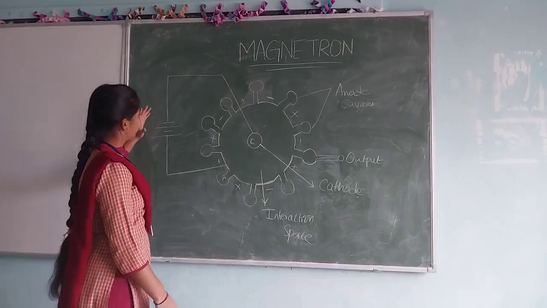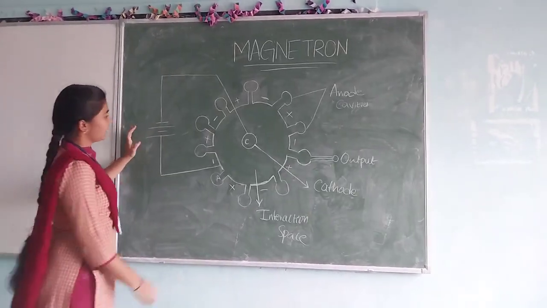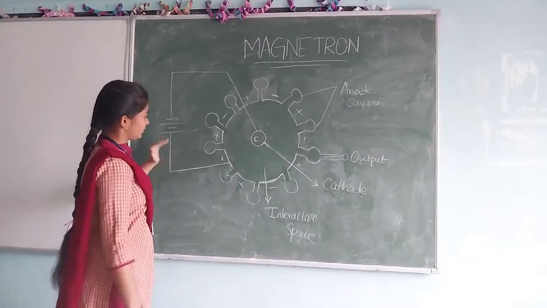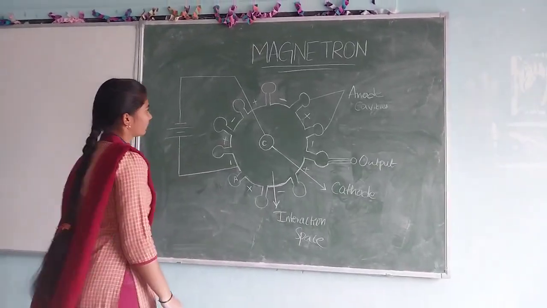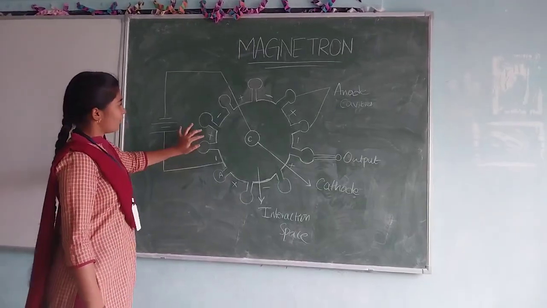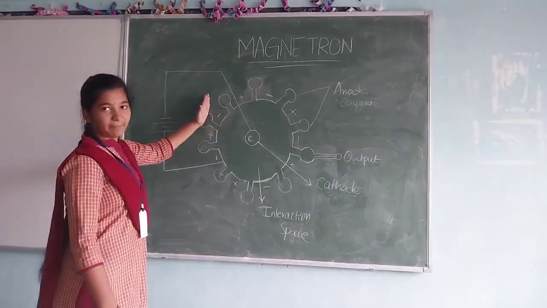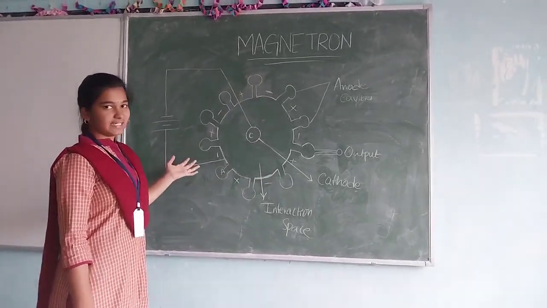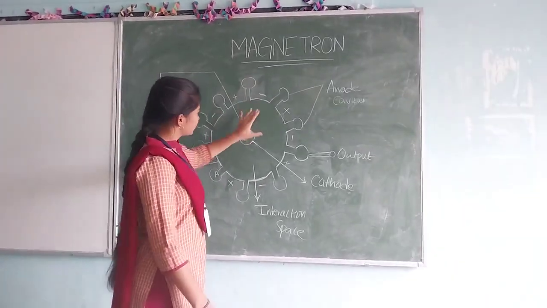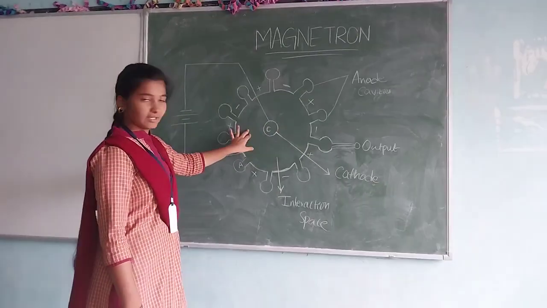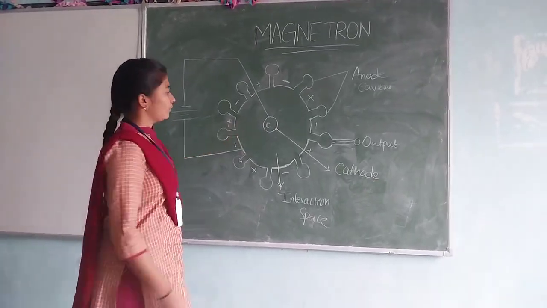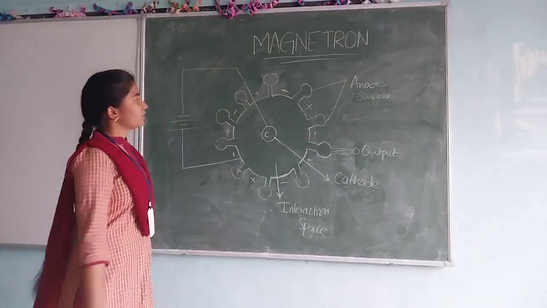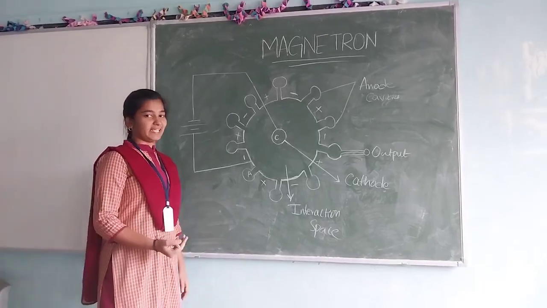So we give the power supply as this to the magnetron. The negative power is given to the cathode and the positive power is given to the cavities. And the cavities have positive and minus charges continuously like this. This is due to the capacitor charging and discharging. So the space between the anode and cathode is known as interaction space, where the electrons emitted by the cathode revolve in this space.